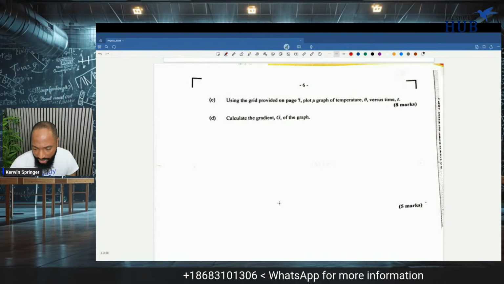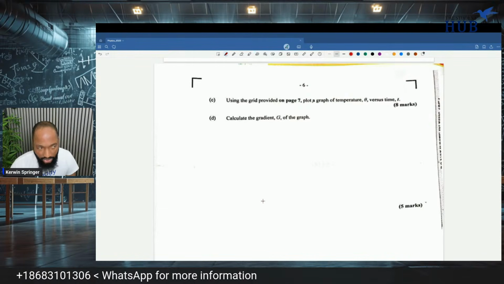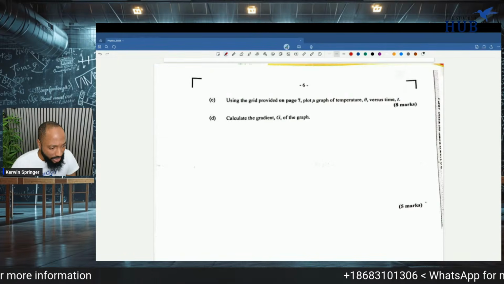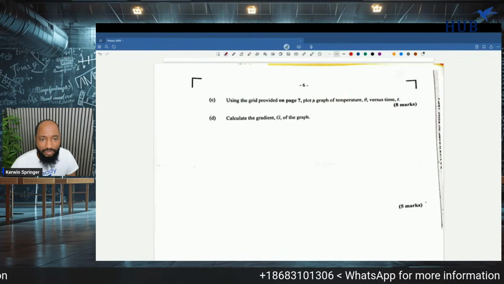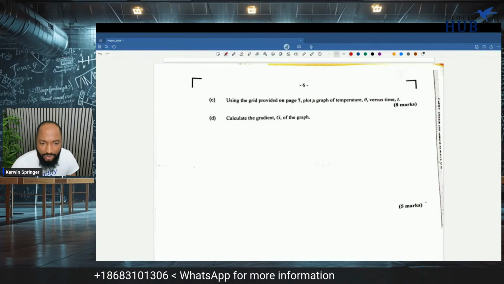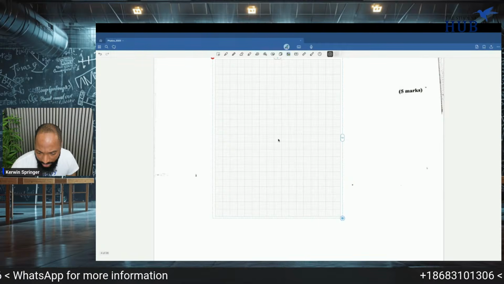Next one, use the grid to plot and calculate the gradient of the graph. So I have to go find a grid. This usually takes me the longest time to do in class because I have to go and find my graph page. And where's my graph page? Here it is. And then I have to go and plot out all of this. So you're getting to see how I come up with the scale.